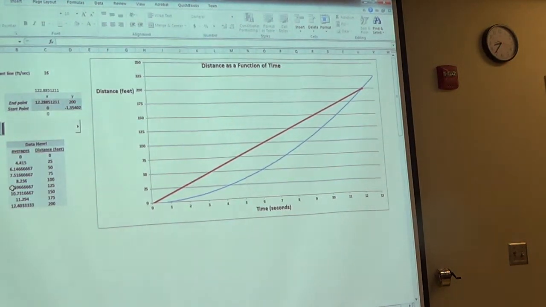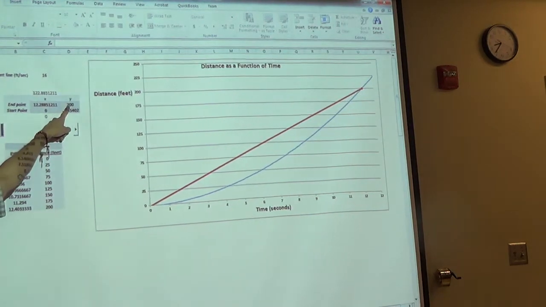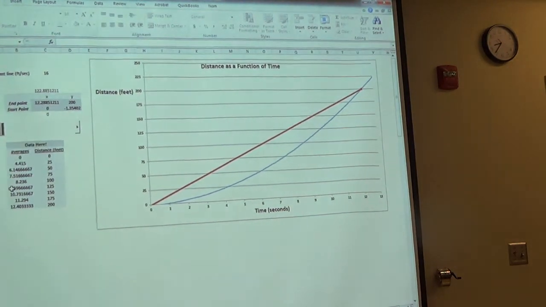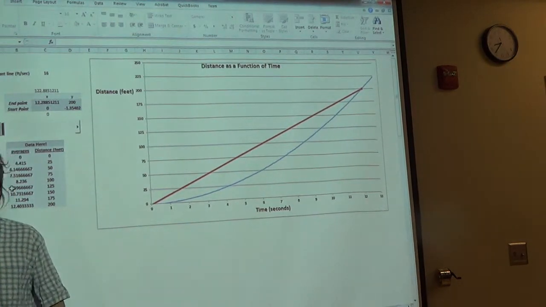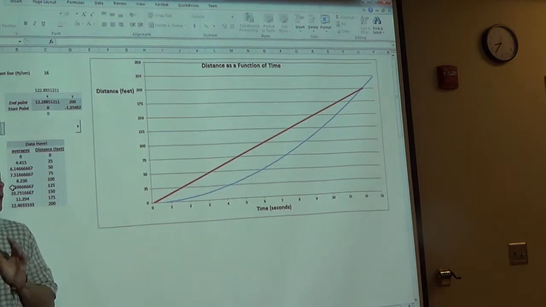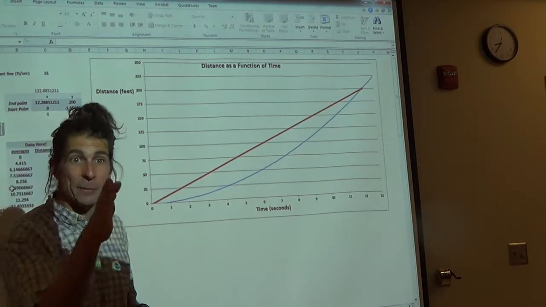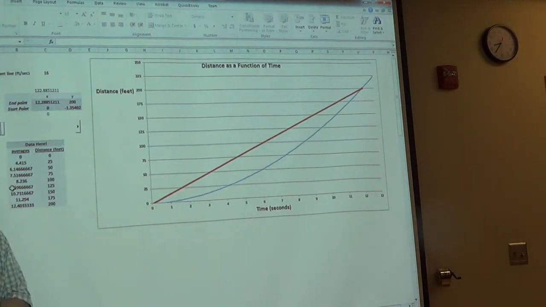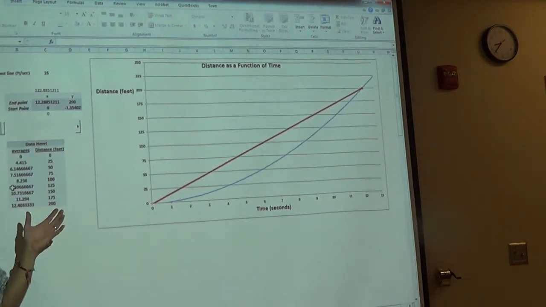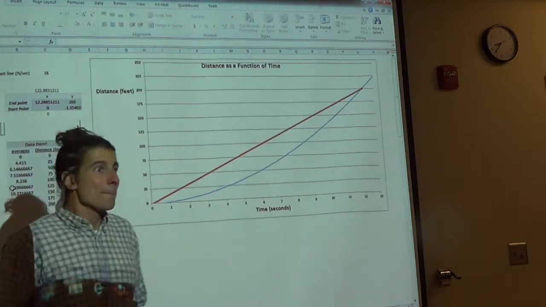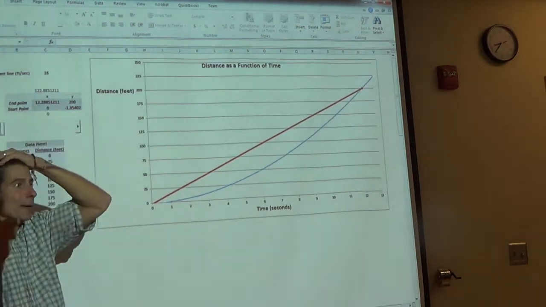If I have to cover 200 feet in 12.289 seconds, I have to do it at 16 feet per second on average. So if I were to travel actually 16 feet per second, I would cover the 200 feet in about 12.89 seconds on average. But that doesn't talk about how fast I'm going at the end.